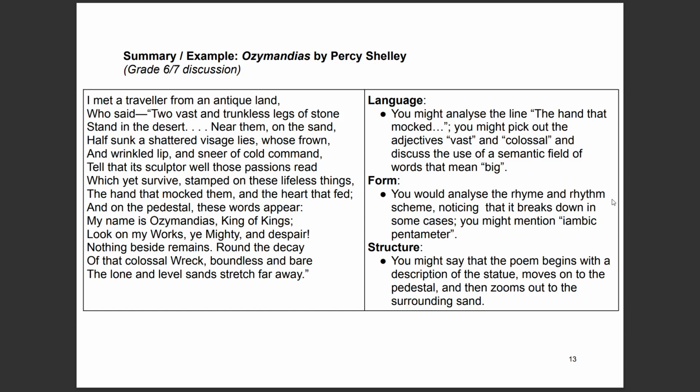And then for form, as well as saying it's a sonnet and so on, you would analyze the rhyme and rhythm scheme, noticing that it breaks down in some cases. You might mention iambic pentameter. Again, I'm not going to go into the actual details. For that, you need to watch the poetry videos and the other videos. And then in terms of structure, you might say that the poem begins with a description of the statue, moves on to the pedestal, and then zooms out to the surrounding sand, in addition to the point about how it starts in the first person but mostly is in the third person.